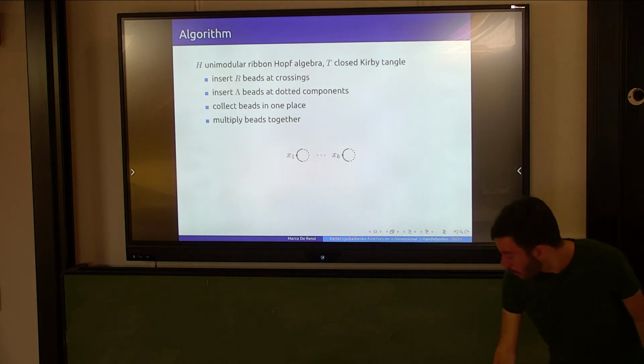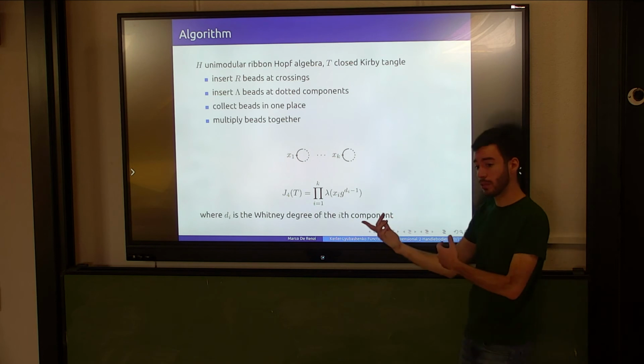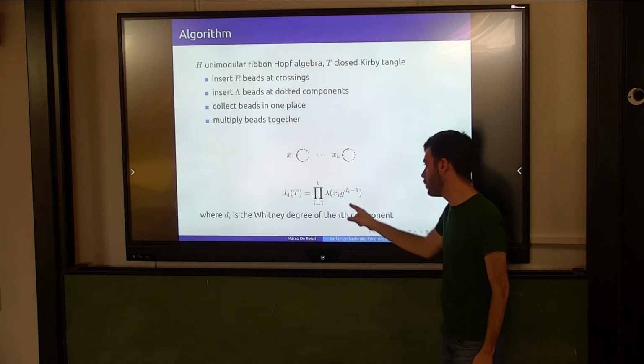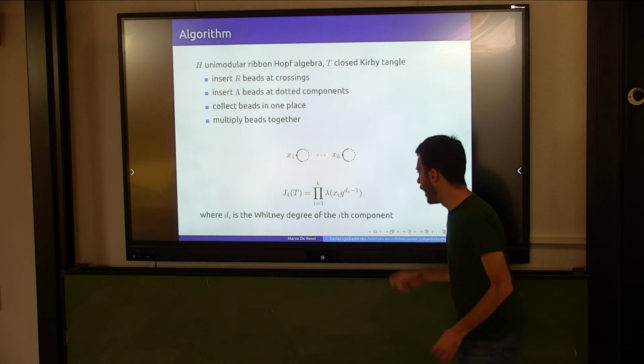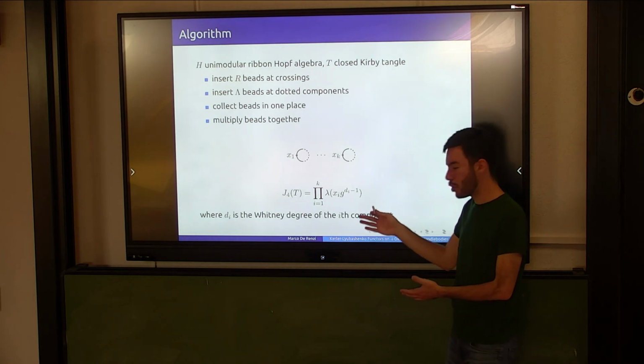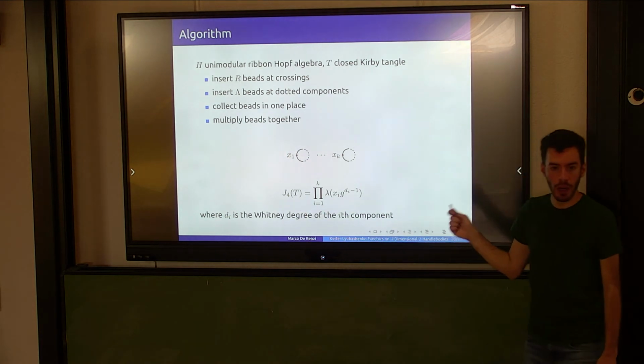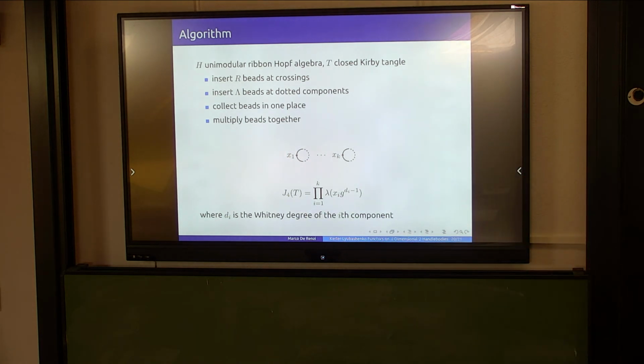And now what you do is you compute the integral of all these, and you take the product, and you shift. You need to shift using the pivotal element. And the degree to which you shift for each component is given by the Whitney degree of the corresponding component. So what is the Whitney degree?